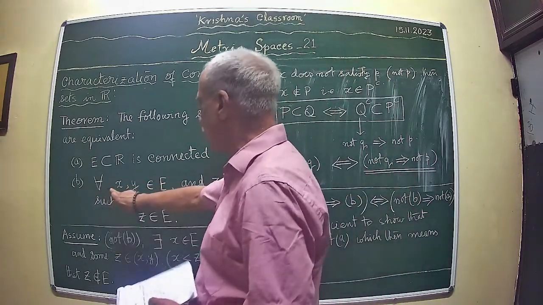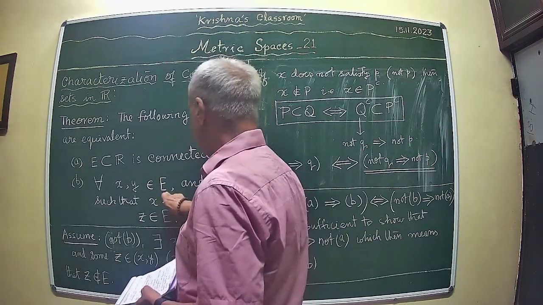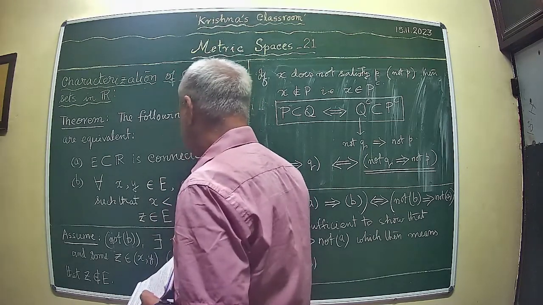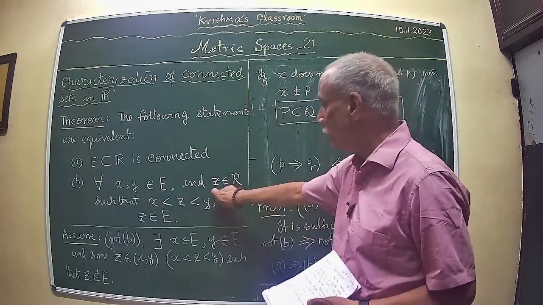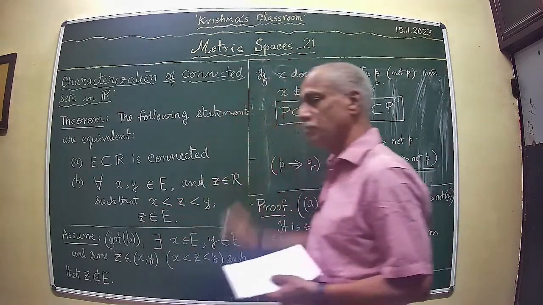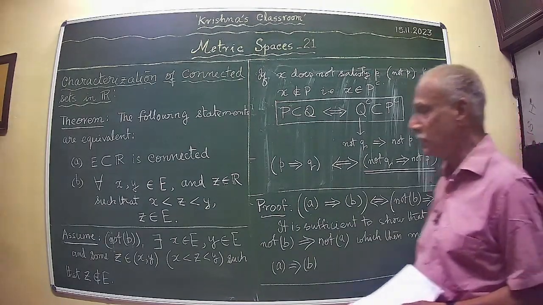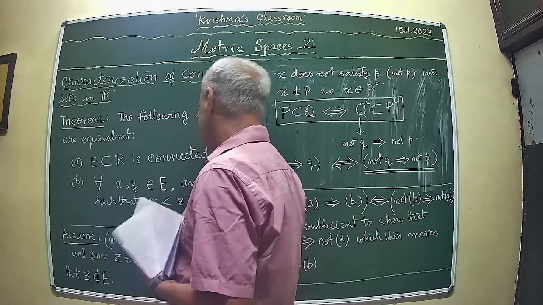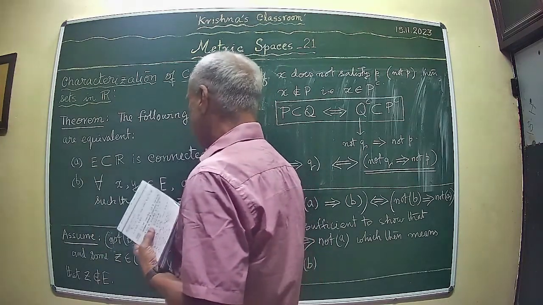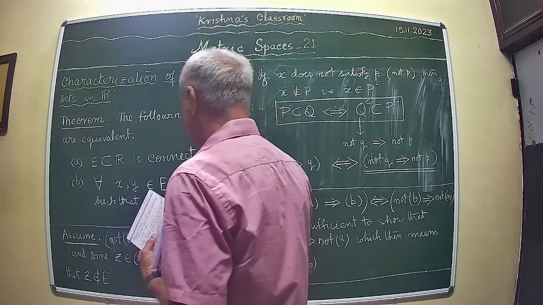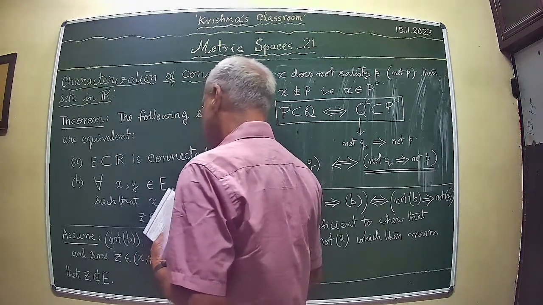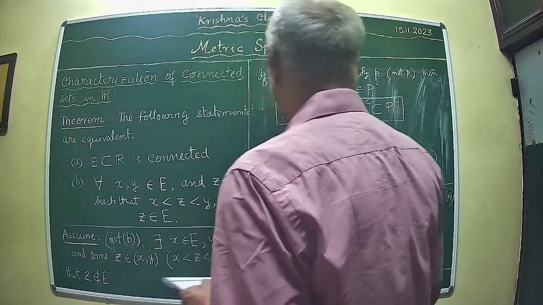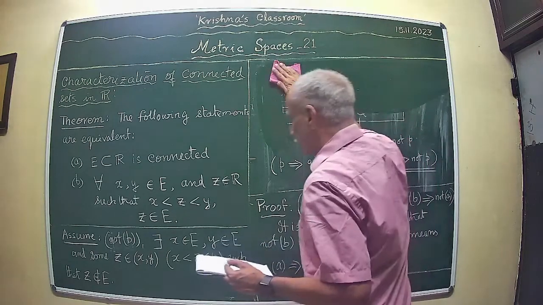So first understand that our statement is that for every x, y belonging to E and any z that lies between x and y, z belongs to E. Any z belonging to R which lies between x and y, z belongs to E. That's the statement. Now we are assuming the negation of that: there exists some x and y and some z that lies between x and y such that z is not in E. Okay, so that's our assumption. Now what do we want to prove? We want to prove not A.